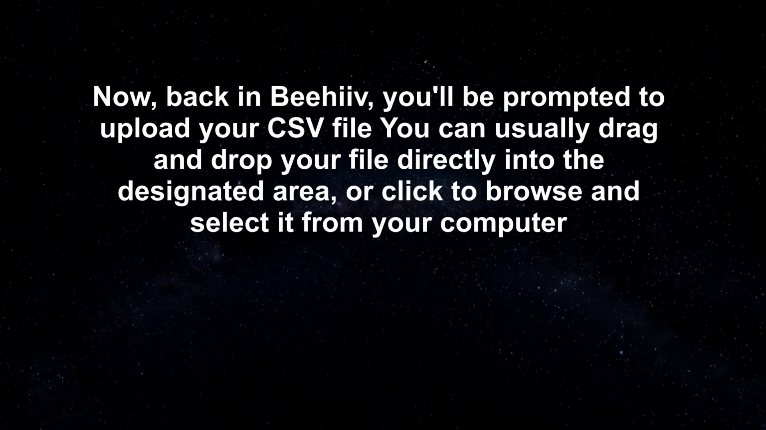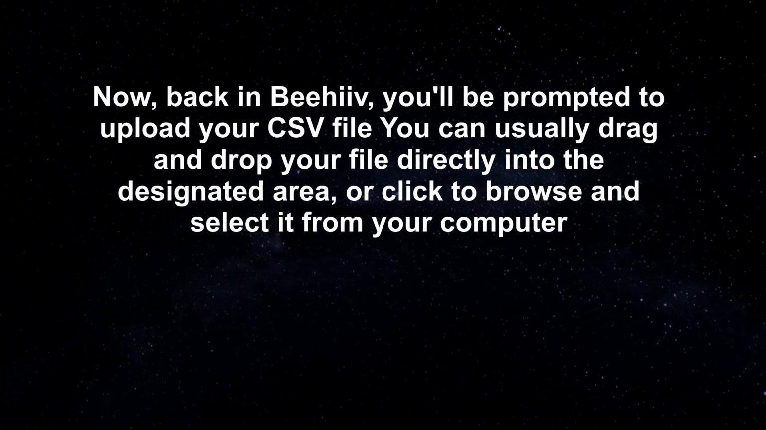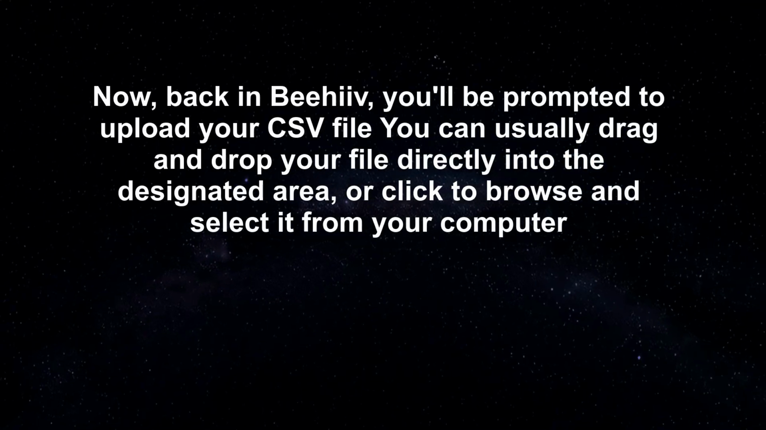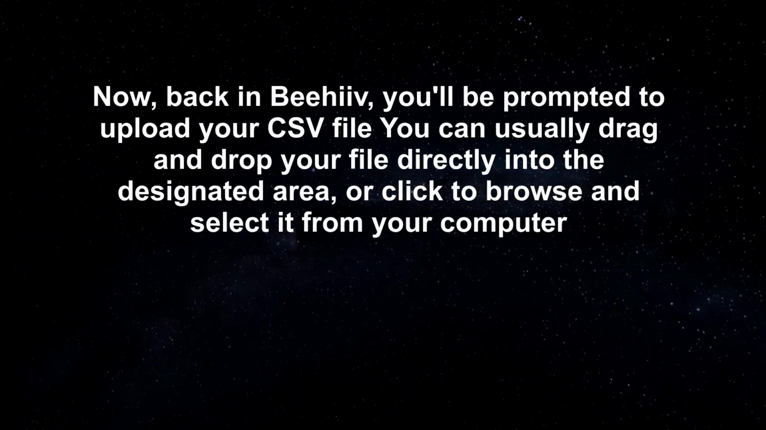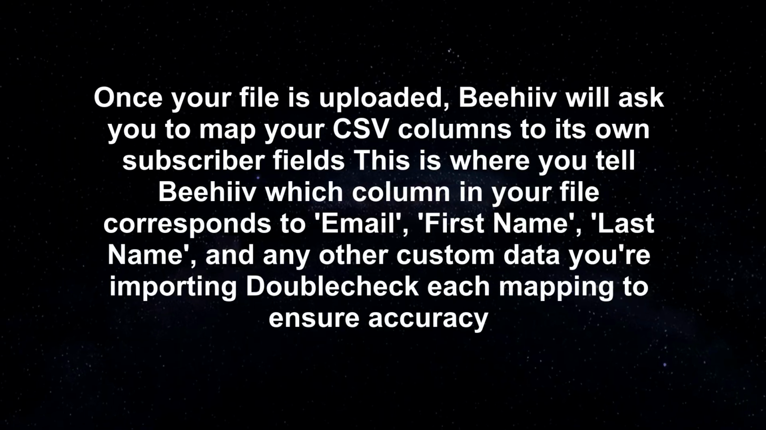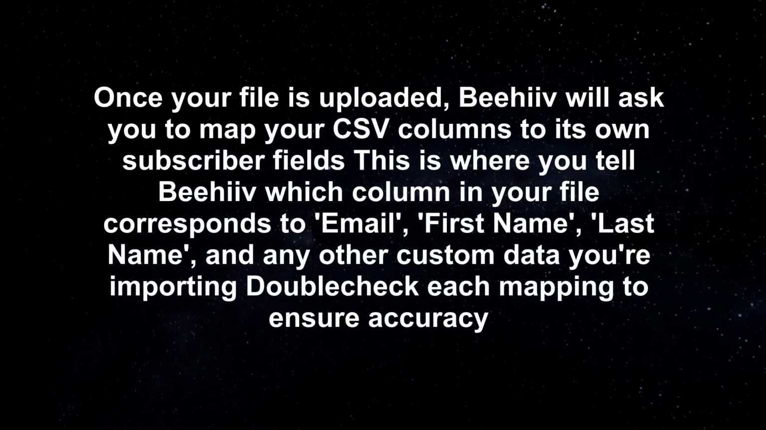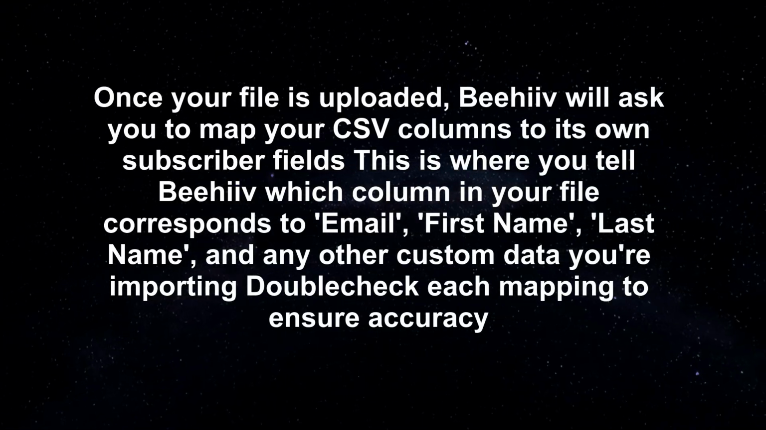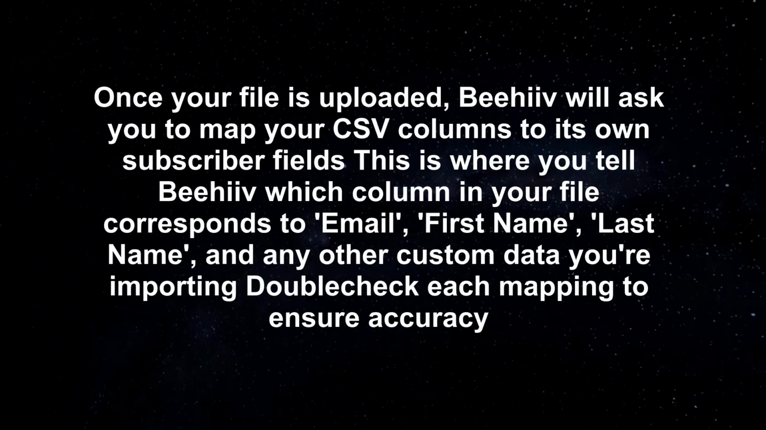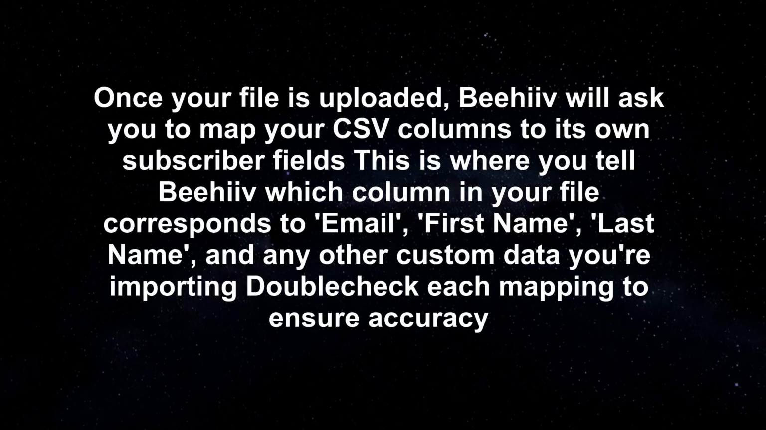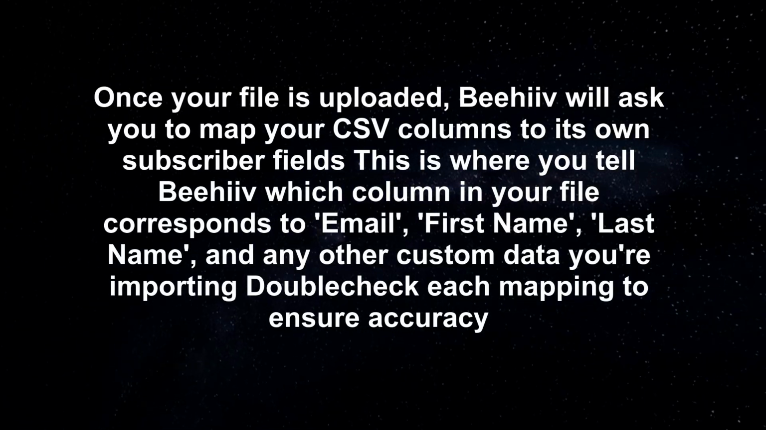Now, back in Beehiiv, you'll be prompted to upload your CSV file. You can usually drag and drop your file directly into the designated area, or click to browse and select it from your computer. Once your file is uploaded, Beehiiv will ask you to map your CSV columns to its own subscriber fields. This is where you tell Beehiiv which column in your file corresponds to email, first name, last name, and any other custom data you're importing.